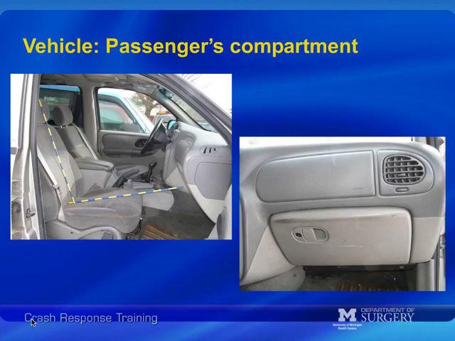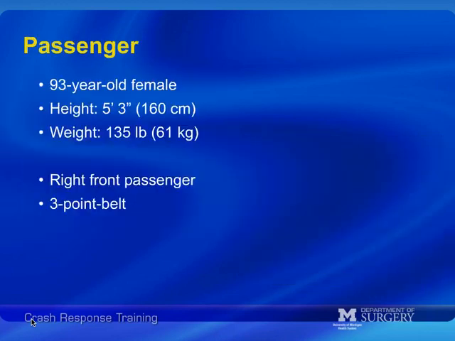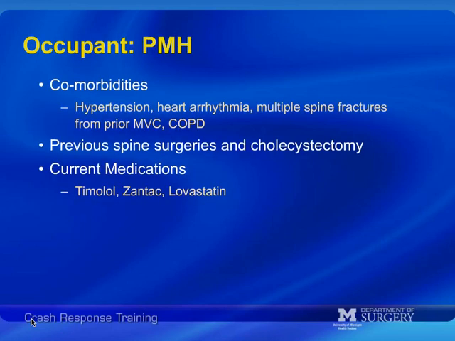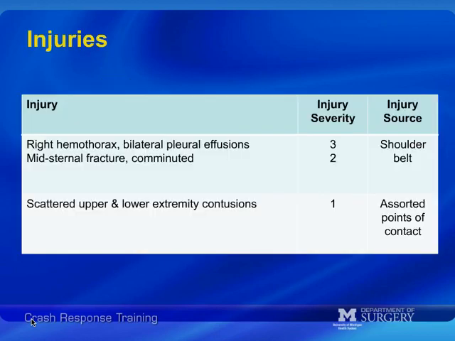Turning to the passenger, this was his wife seated in the right front passenger seat. Airbag did not deploy due to the low crash severity, and she was belted using a seat-integrated three-point system. She was a 93-year-old female, 5 feet 3 inches tall, 135 pounds. Comorbidities included hypertension, heart arrhythmia, multiple spine fractures from a prior crash, and COPD. She also had previous spine surgeries and a cholecystectomy. Current medications she was on include Timolol, Zantac, and Lovastatin. This is her constellation of injuries. She has a right hemothorax with bilateral pleural effusions, mid-sternal fracture, both attributed to the shoulder belt, and some scattered bruising on her upper and lower extremities.